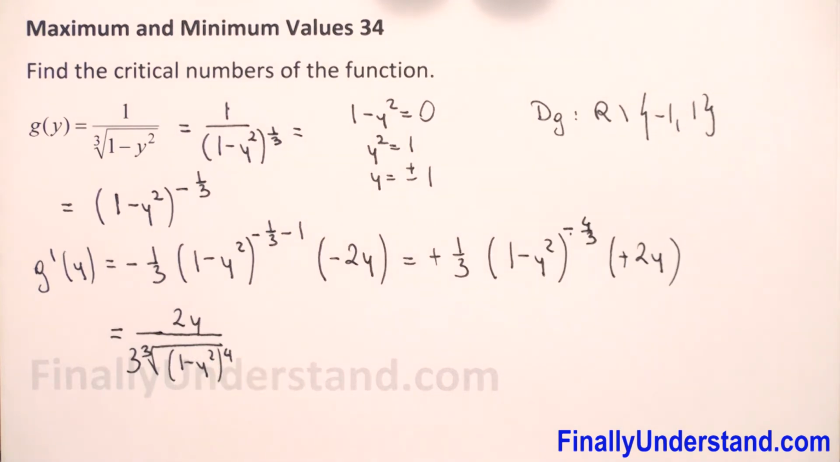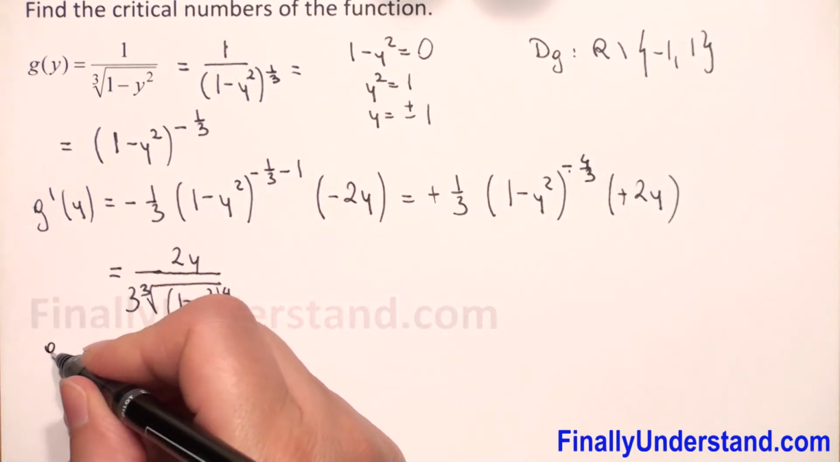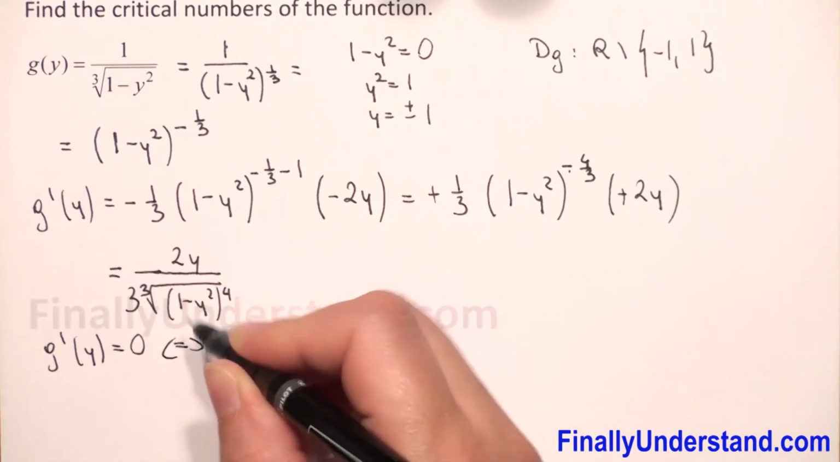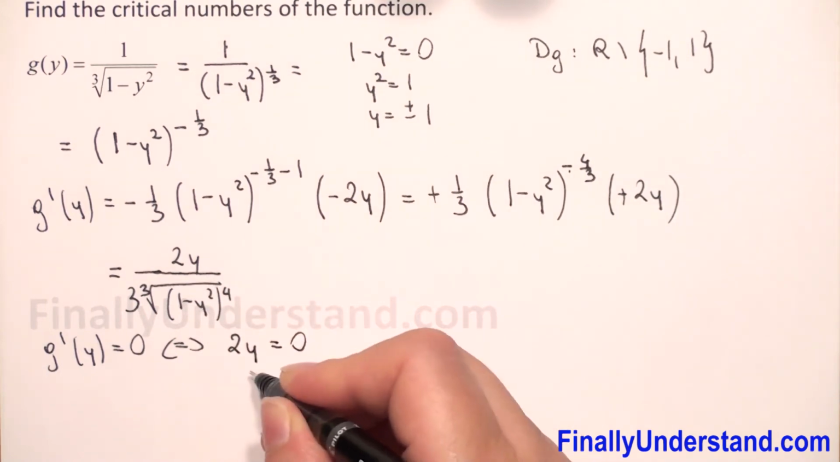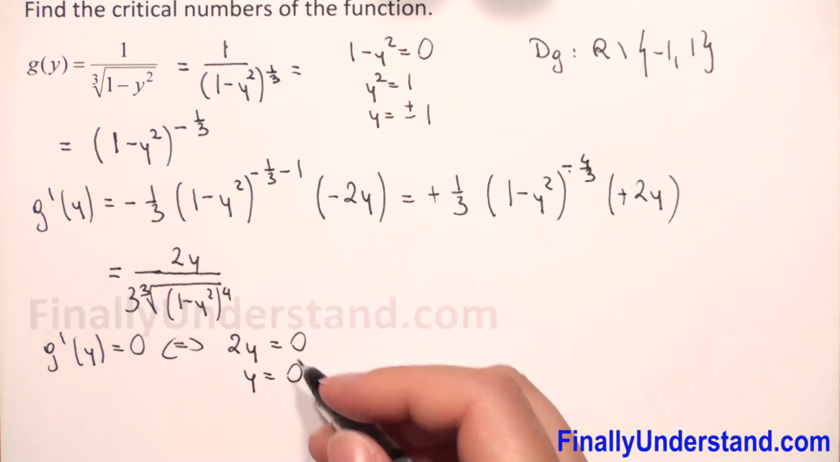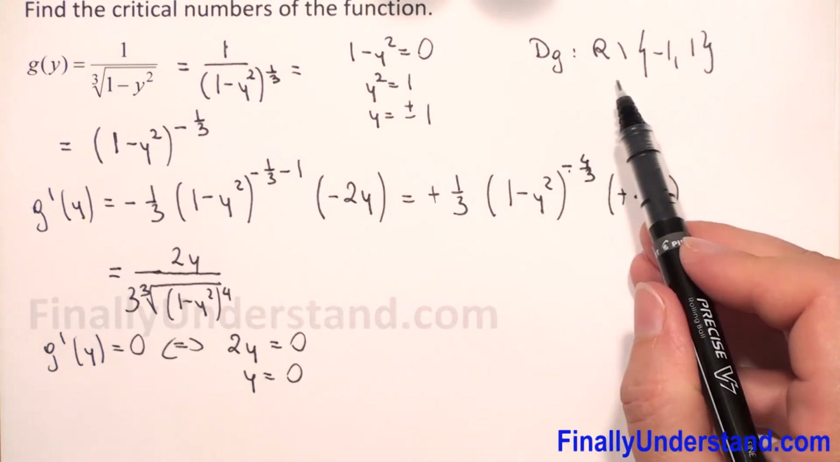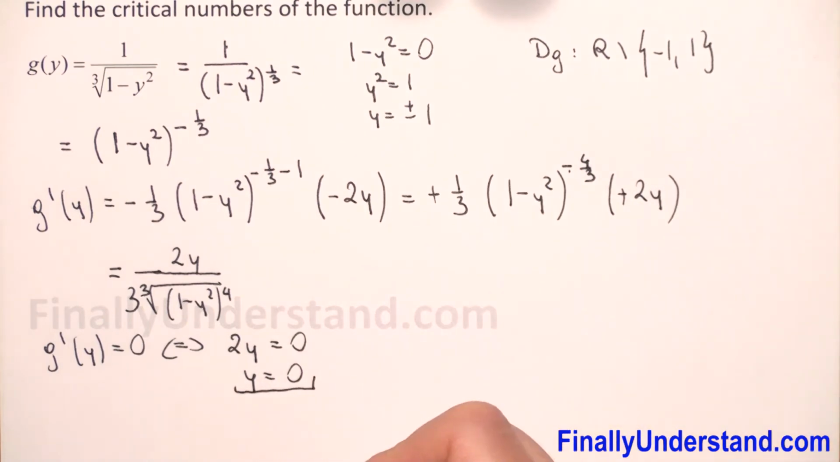So now, g prime of y will be equal to 0 if and only if the numerator will be 0. So 2y equals 0 when y equals 0. Now we have to check if 0 belongs to the domain of our function. Yes, because we only exclude negative 1 and 1, so we have the first critical point.